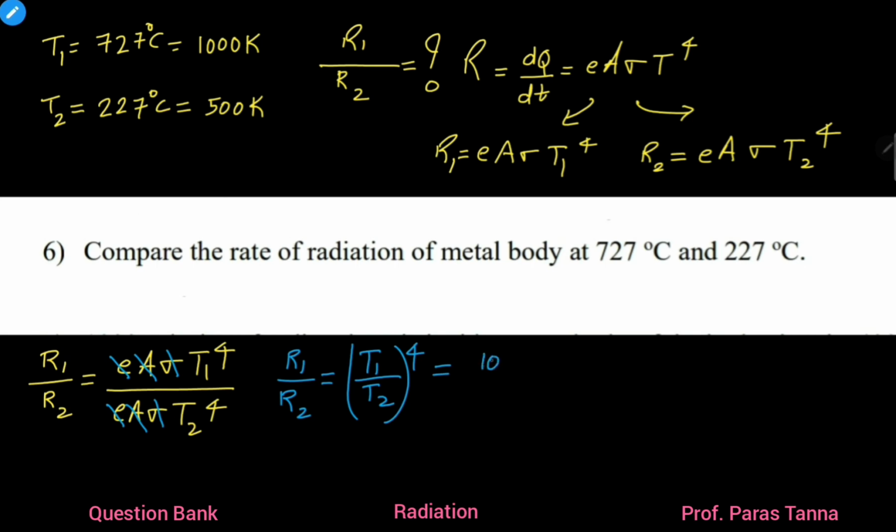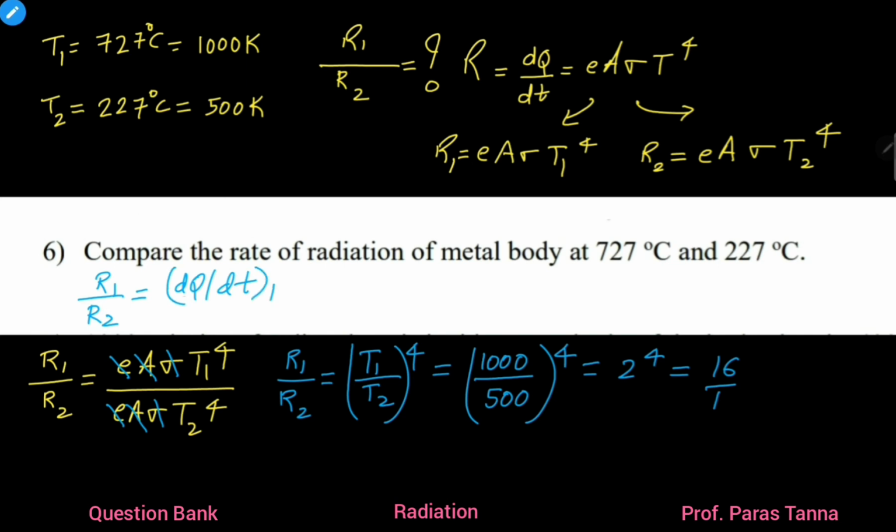that is 1000 divided by 500 the whole raised to 4, that is 2 raised to 4, that is 16, or we can say 16 is to 1. So the required ratio of rate of radiation, that is R1 divided by R2, that is dQ by dt for the first case divided by dQ by dt for the second case, is equal to 16 is to 1.